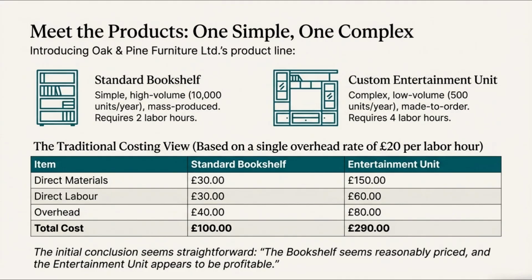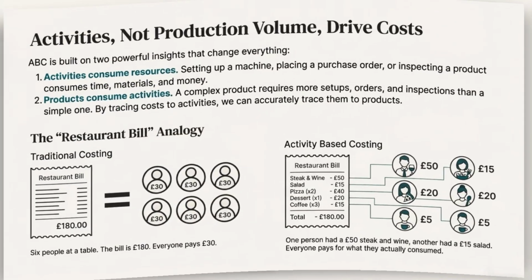Looking at these numbers, management might conclude the bookshelf seems reasonably priced at £100, and the entertainment unit, at £290, appears to leave room for a healthy profit. But here's the question we need to ask. Are these costs actually correct? Spoiler alert, they're not even close. And that's what ABC will reveal.